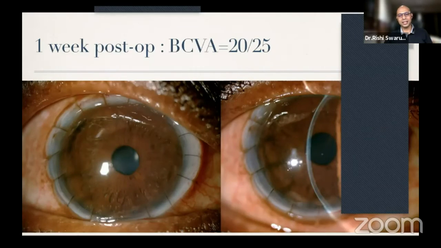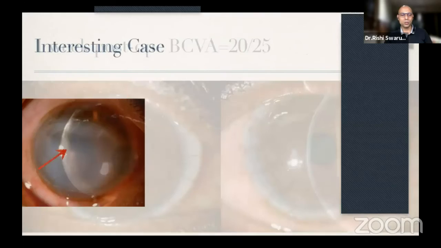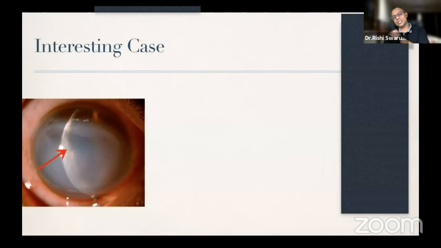You can see a very nice clear graft, but eventually he ended up with a rejection and we had to do a DSEK underneath this graft.